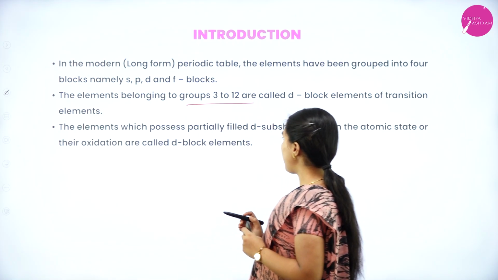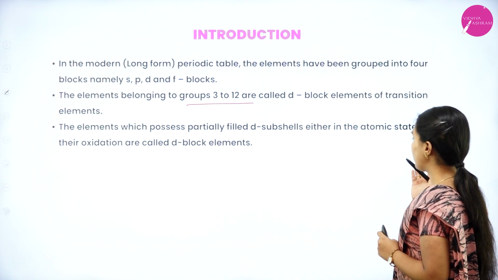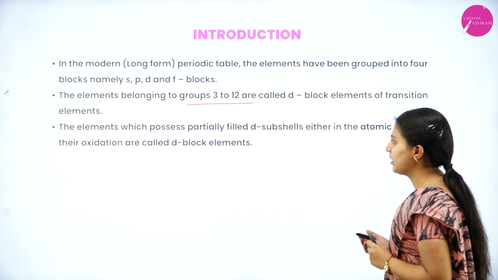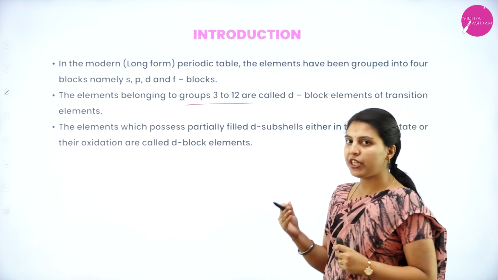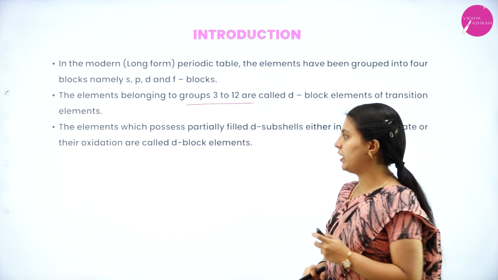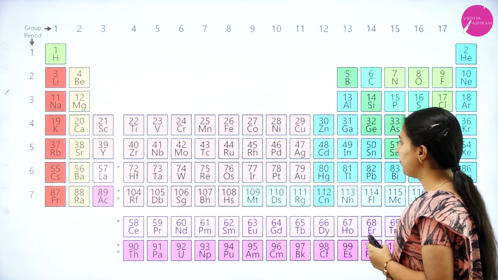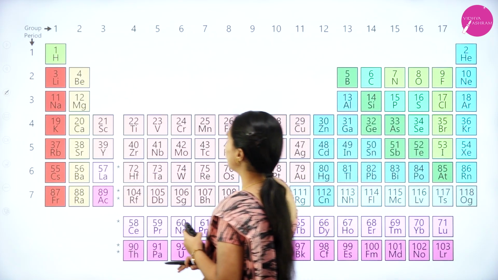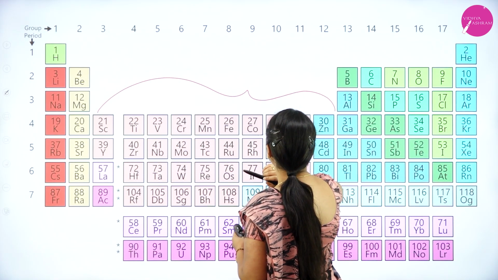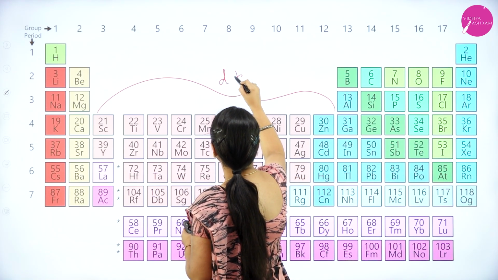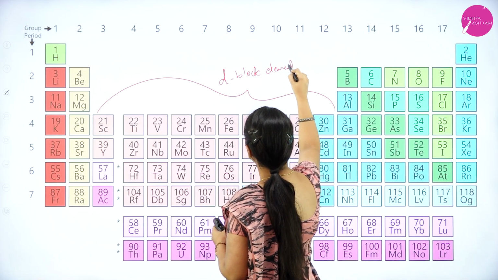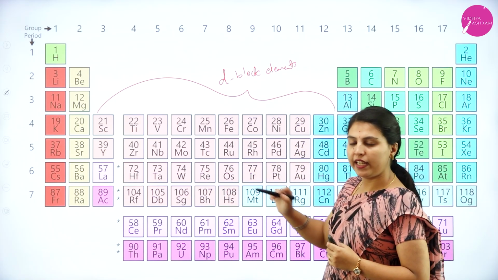The elements which possess partially filled D subshells either in the atomic state or in their oxidation state are called D block elements. This is the overall periodic table. From group 3 to 12 are considered as D block elements or transition elements.